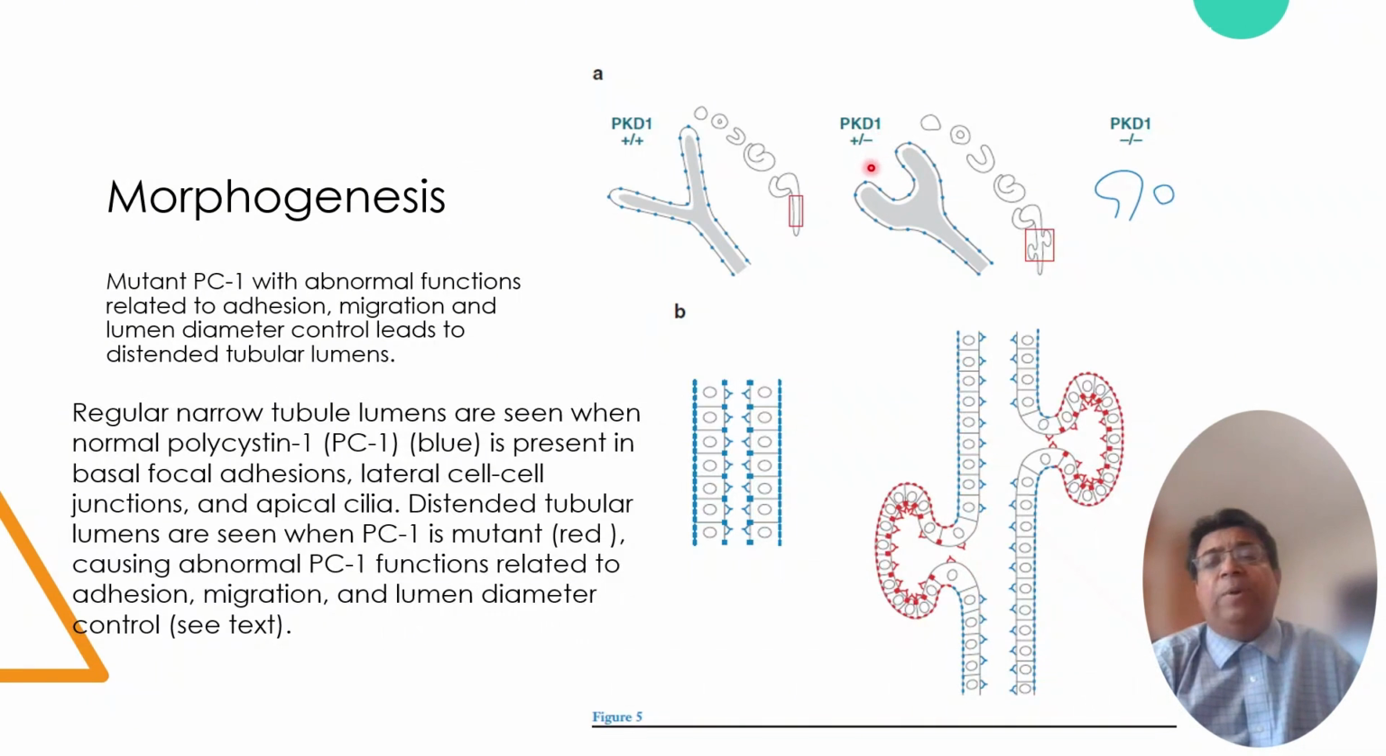And this is when you have one gene which is abnormal. If both genes are abnormal or absent, then it's actually lethal because the tubules do not develop.